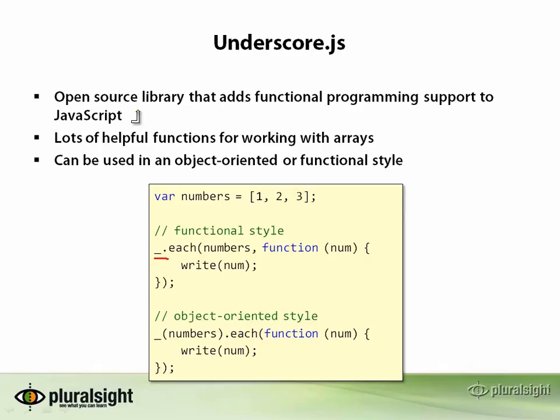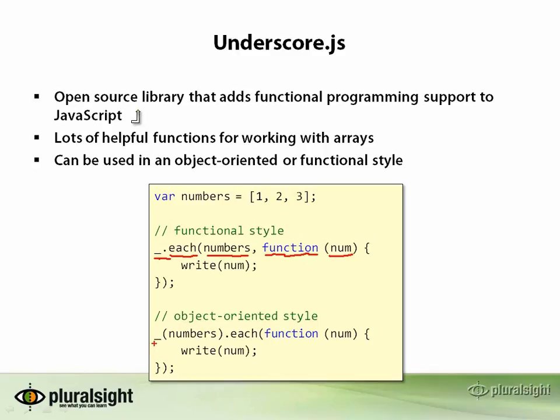Here we have the underscore object. I'm calling the each method on that object. The first parameter is an array that I want to enumerate over. And the second parameter is a function with one argument. And that function will be called once for each item in the array. That's the functional style.